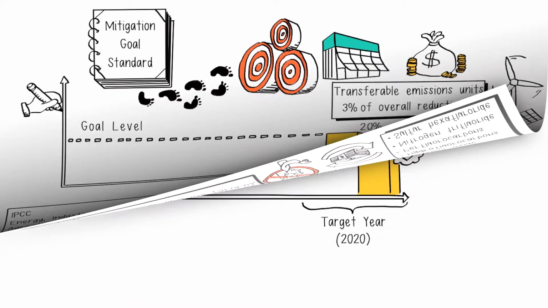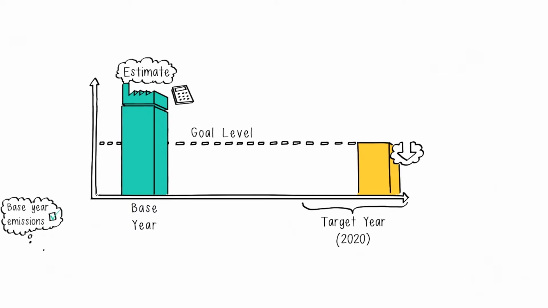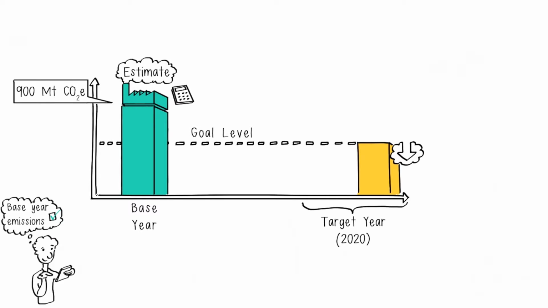Once the goal is designed, the next step is estimating the base year or baseline scenario emissions, depending on the goal type. In the example of our simplified goal, base year emissions need to be calculated as it is a base year emissions goal. The base year emissions in 1990 are 900 megatons CO2 equivalent.